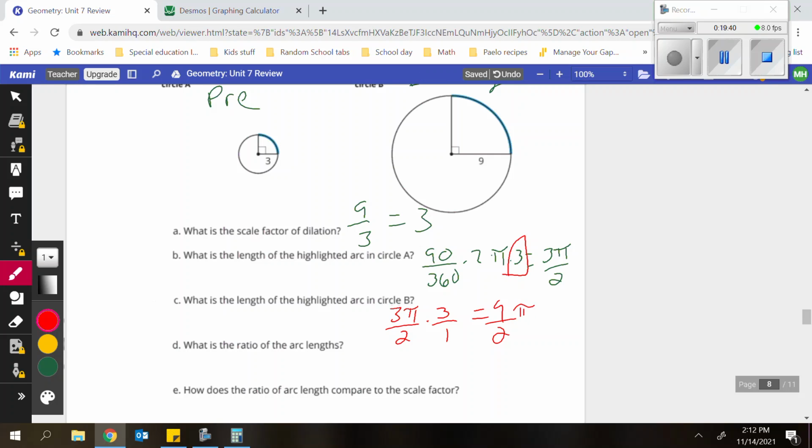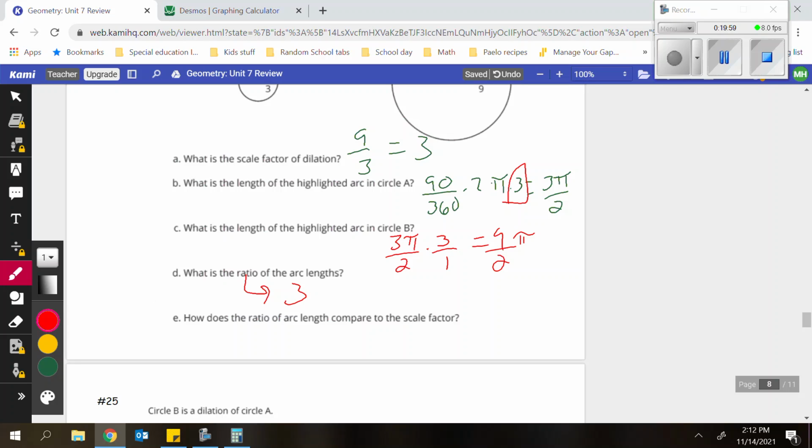What is the ratio of the arc lengths? The ratio of the arc lengths is the scale factor. If I put the image arc length over the pre-image arc length and divide them, I should always get the scale factor because it's a length. If it was an area, then it would be the scale factor squared. How does the ratio of the arc lengths compare to the scale factor? It's the same. Okay.